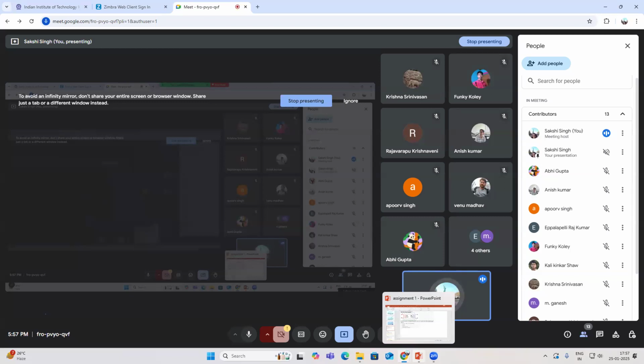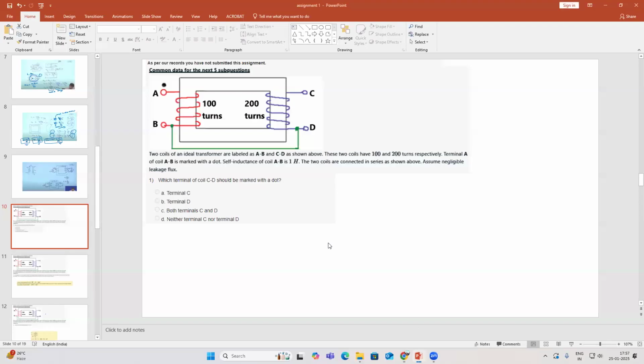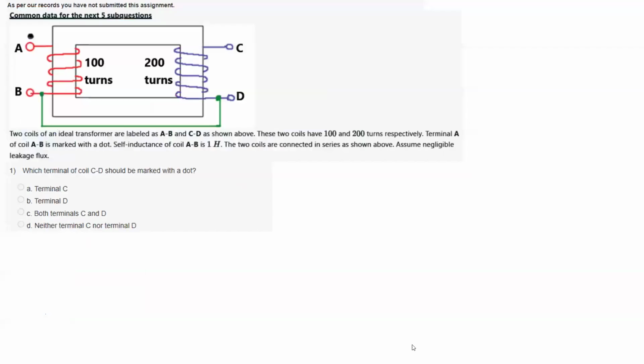I'll be discussing the questions now, so that you can use them as a reference for solving your present week's assignment. These questions are generally more or less similar. Only the values will be different, but the concepts will be exactly the same. So let us start with this question. In this question, they're asking: if the dot terminal is marked on this part of the diagram, where should the dot be marked? Should it be marked on the top or on the bottom?